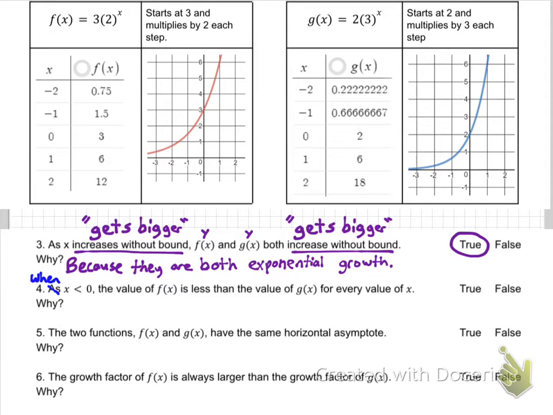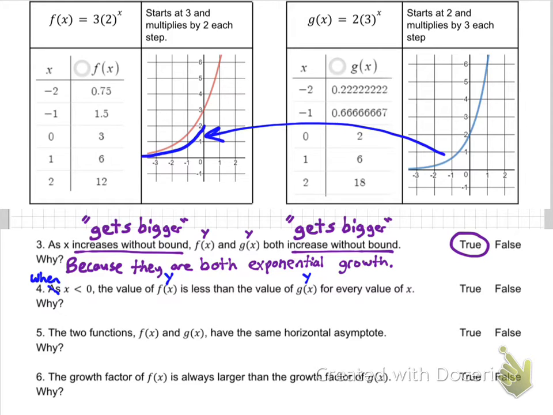Well, we can look at the negatives. So when x is less than 0, the value of f of x is less than the value of g of x for every value of x. Remember that f of x is talking about the y value of f of x, and g of x is talking about the y value of g of x.